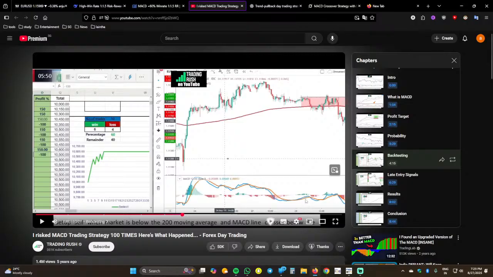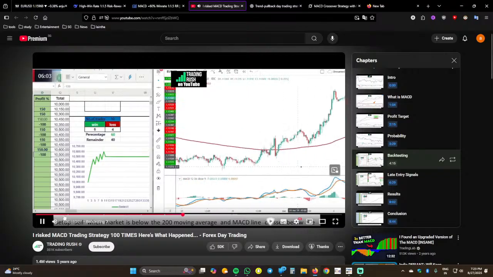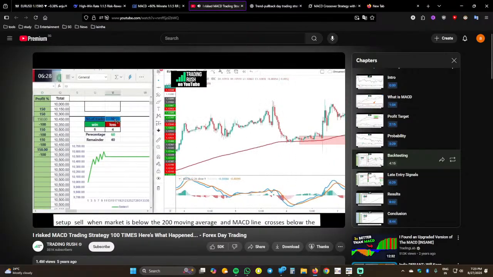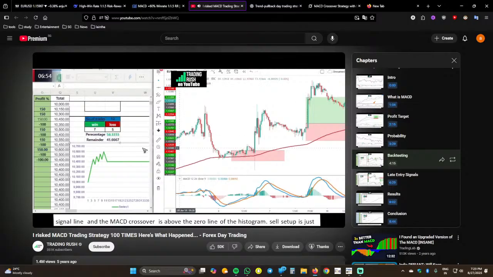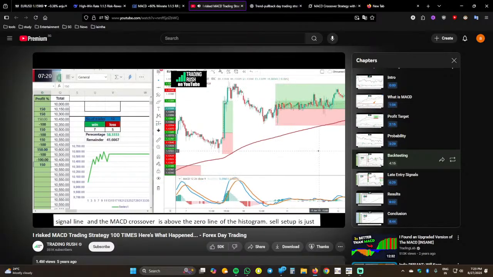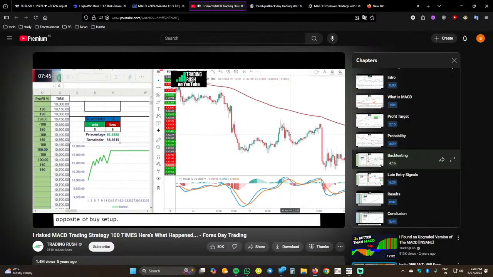So this crossover happened below the zero line, and he took a trade, so he's doing it in a correct way. When market is below the 200 moving average, and MACD line crosses below the signal line, and the MACD crossover is above the zero line of the histogram. Sell setup is just opposite of buy setup.